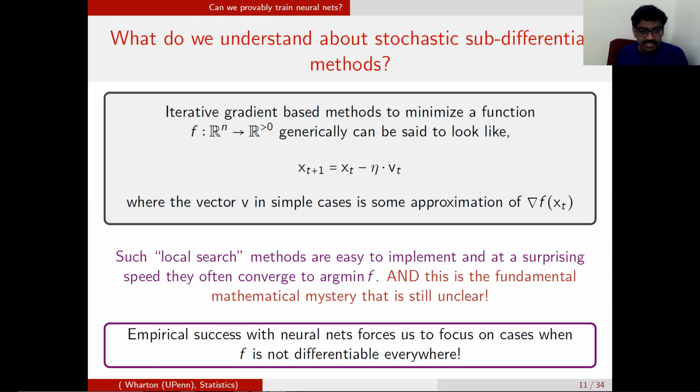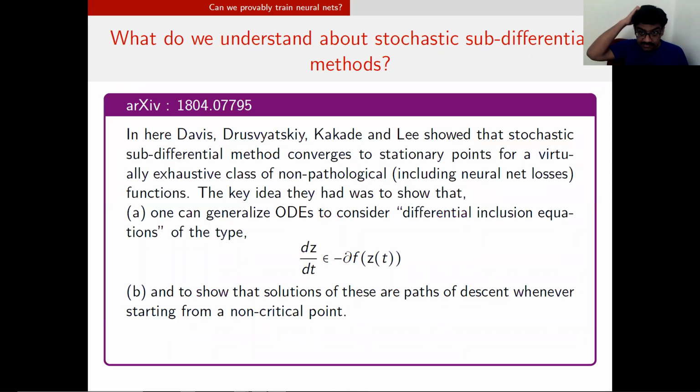So in recent times, there have been a couple of mathematical developments trying to explain this in general. One of the most important papers in this line, I would say, is the 2018 paper that I referred to here, by Damek Davis, Dmitriy Drusvyatskiy, Sham Kakade, and Jason Lee. They were able to show that the stochastic subdifferential method asymptotically goes to a stationary point for a huge class of functions, which include neural losses. And this is sort of the most general result out there that is known, as far as I am aware of.